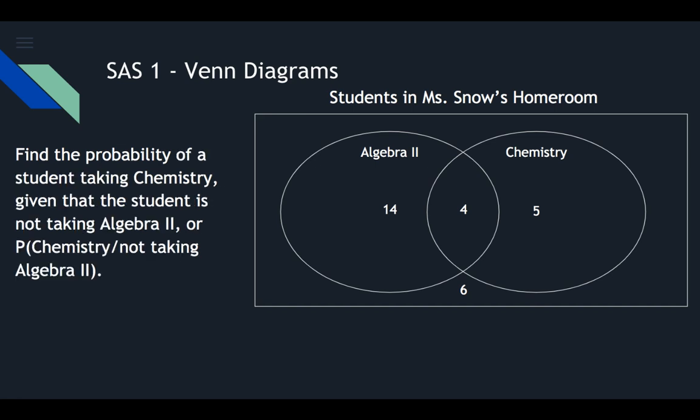Find the probability of a student taking Chemistry given that the student is not taking Algebra 2. That means just Chemistry but not taking Algebra 2. Well, these are taking both. This is the only set of students that are taking just Chemistry. So the answer is 5 out of 29.